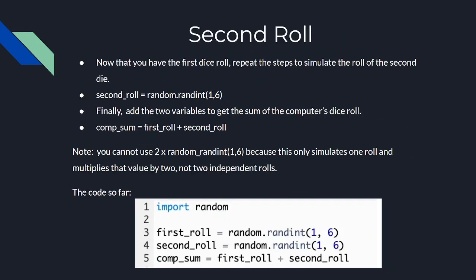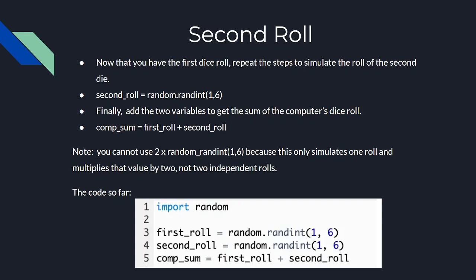Now that you have the first dice roll, repeat the steps to simulate the roll of the second die. Second roll equals random.randint(1, 6). Finally, add the two variables to get the sum of the computer's dice roll. comp_sum is equal to your first roll plus your second roll.